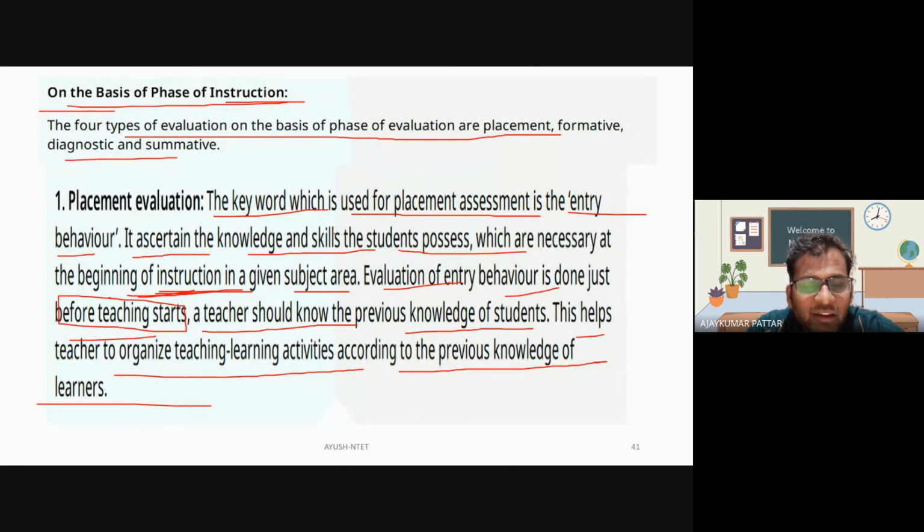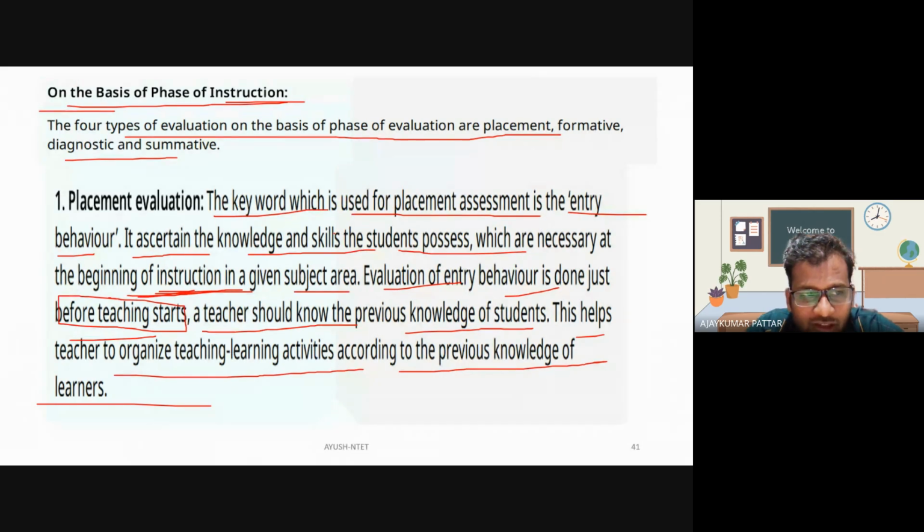Placement evaluation कब करते हैं हम? Before the course, during the course, or end of the course? Hello? Hello? Please reply whether it is right or wrong. इतना बोलने के बाद तो आपको थोड़ा तो आइडिया आया ही रहते हैं.